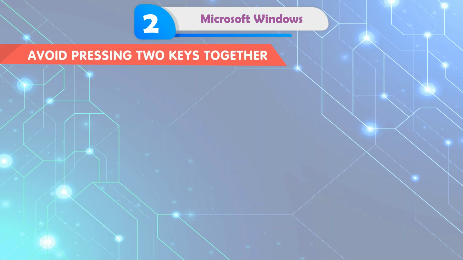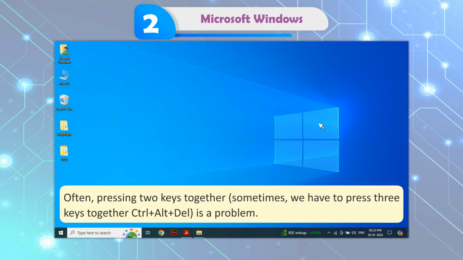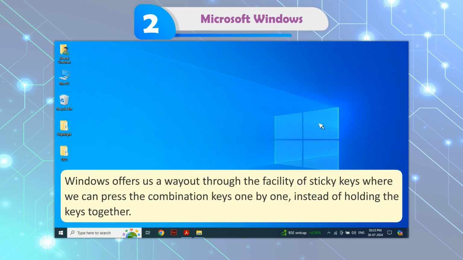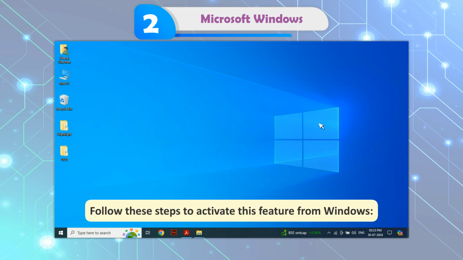Avoid pressing two keys together. Often pressing two keys together, sometimes we have to press three keys together. Control plus Alt plus Del is a problem. Windows offers us a way out through the facility of sticky keys where we can press the combination keys one by one instead of holding the keys together. Follow these steps to activate this feature from Windows.